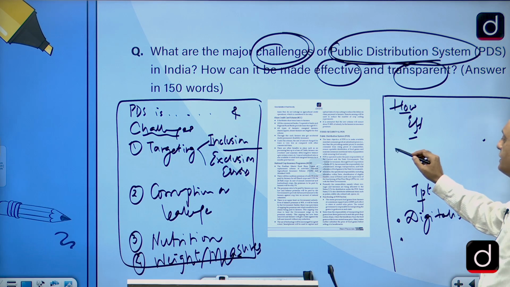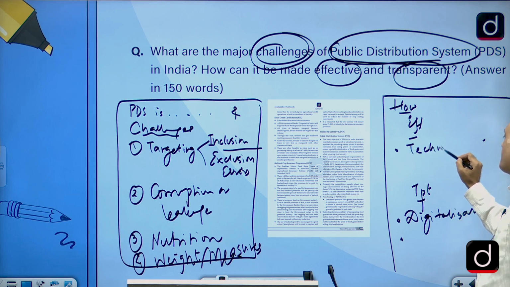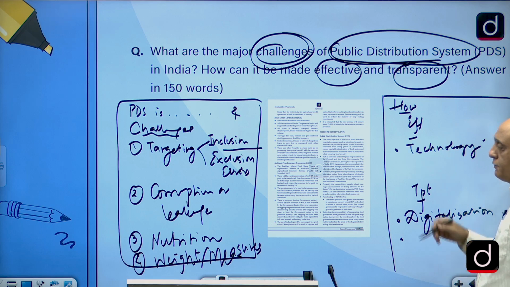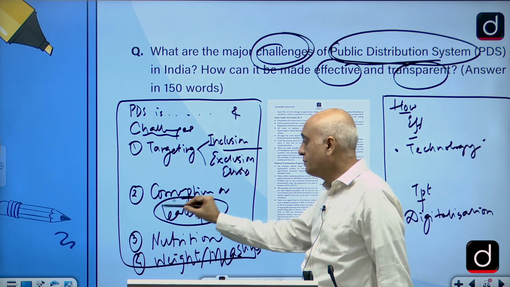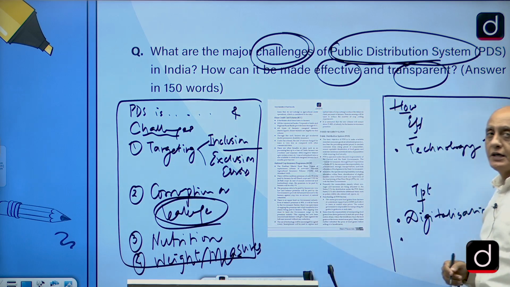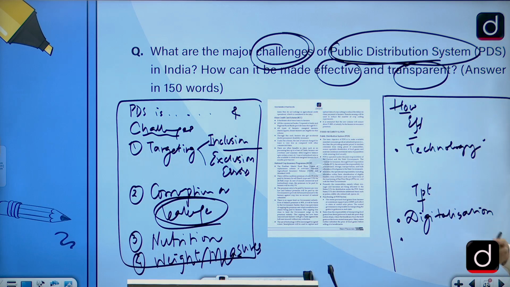We can use technology everywhere. Like for the proper quantity that must go, we can have some tagging system. With every bag you can do tagging. There can be some sealing system that can be followed. I think you can read more about the Chhattisgarh model and the Tamil Nadu model, because there are some states of India who have done good reforms in the PDS mechanism.